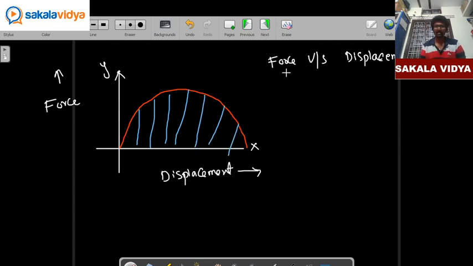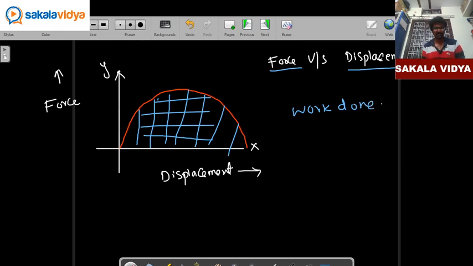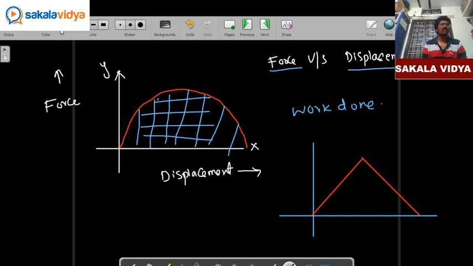So, remember, in a graph which is plotted between force and displacement, the area of the curve is going to give our work done. For example, if a graph is like this, a triangle, what is the work done here? Simply, work done is nothing but area of this triangle. So, area of any graph is going to give our work done.